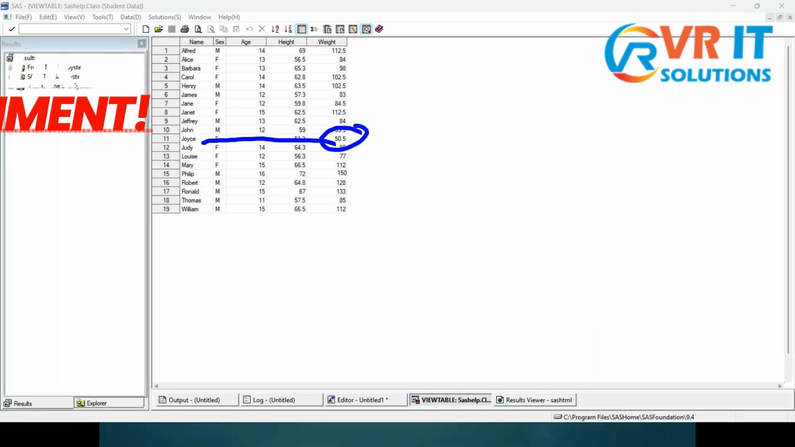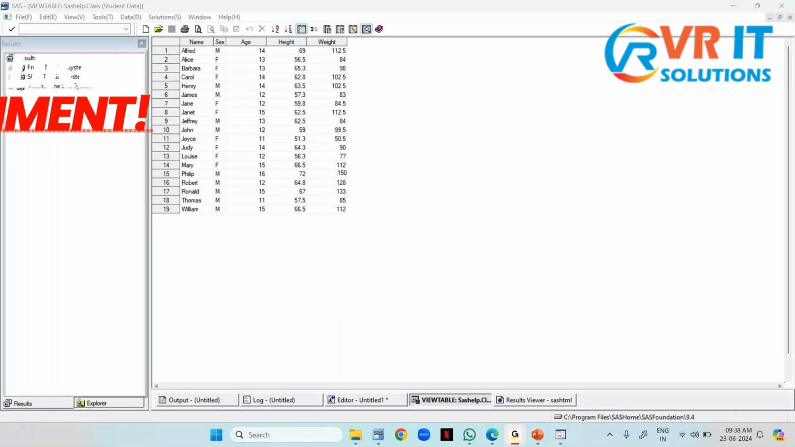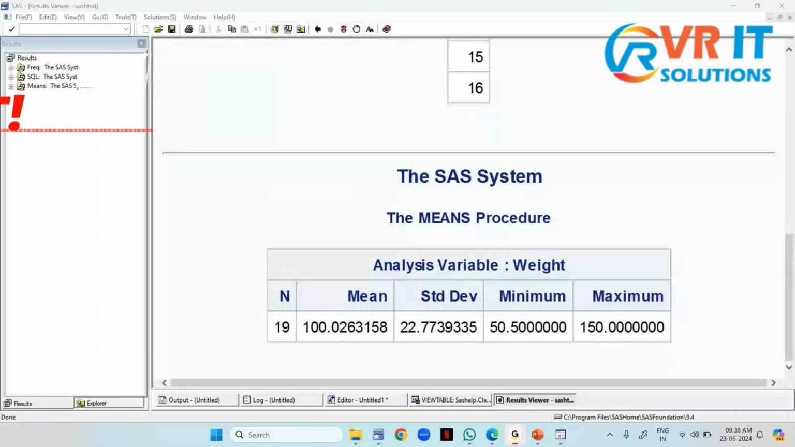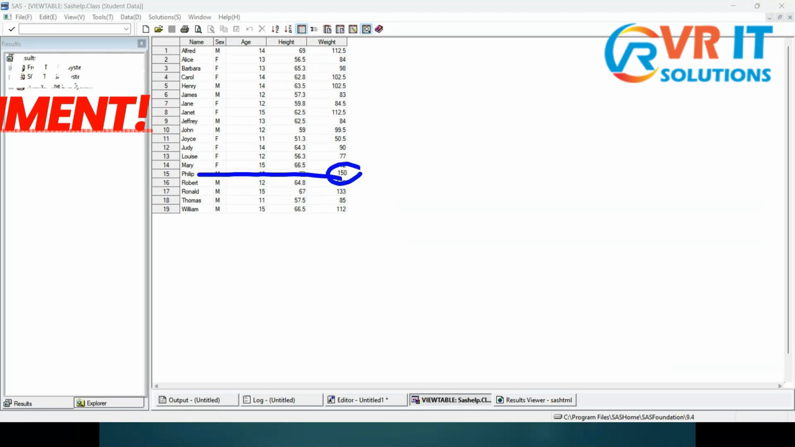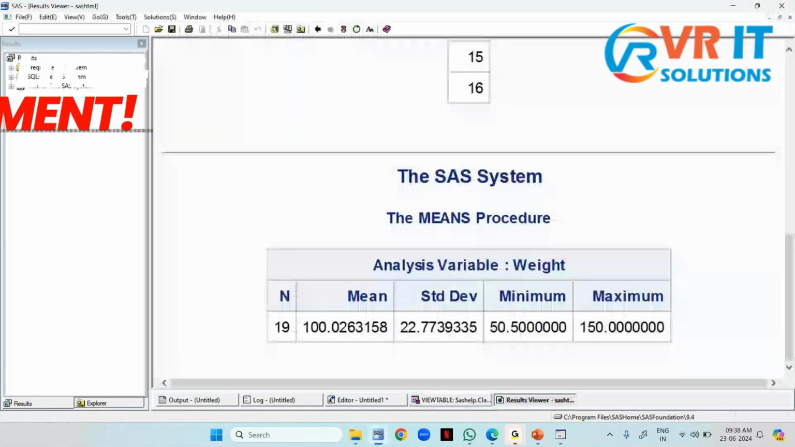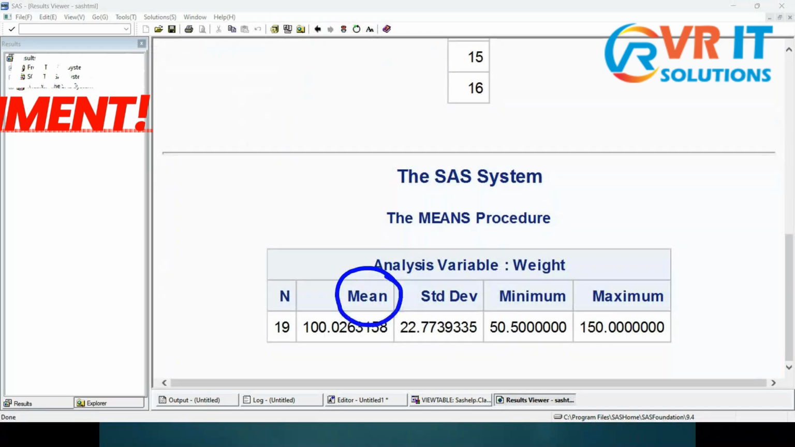Joyce has the minimum weight and the maximum weight is 150. Okay, so as I told you, 150. See, this person, Philip, has the maximum weight. And what is the average weight? So 100 is the average weight, and then the standard deviation. So these are basic statistics, and a lot of other statistics can also be derived.